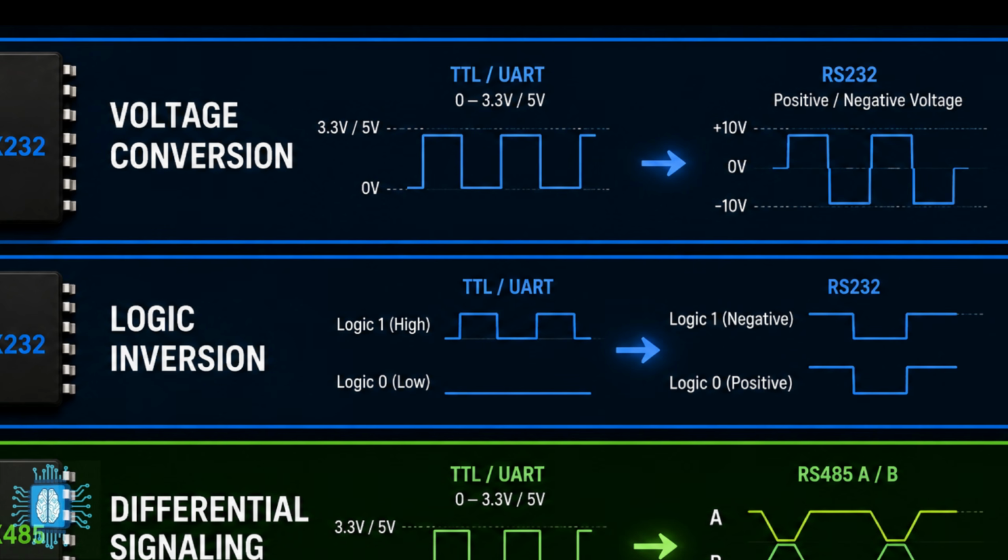Second, it performs logic inversion. In UART, a logic high is represented by a positive voltage, whereas in RS232, a logic high is represented by a negative voltage. The MAX232 automatically inverts the logic levels while converting the voltage levels, allowing the UART and the RS232 interface to communicate correctly.